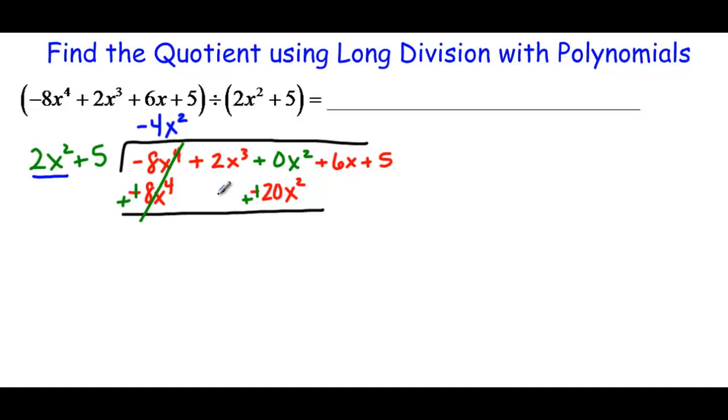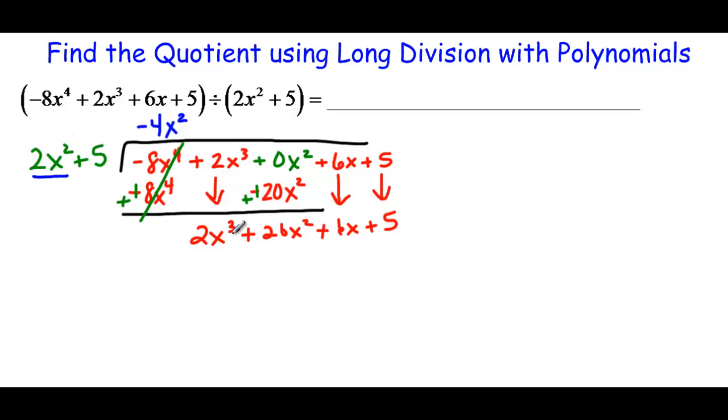And now I want to drop down any term. Well, I don't have any other x cubes underneath here, so I'm just going to drop down 2x cubed. If I add this, I get plus 20x squared. And what I want to do is drop down every other term. So plus 6x plus 5. And we're going to do this all over again.